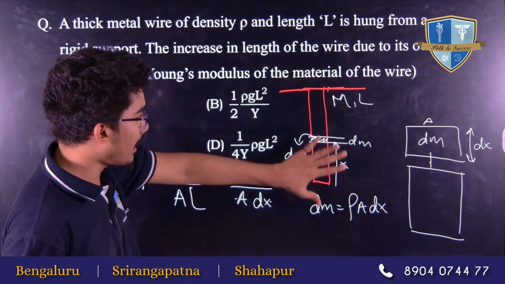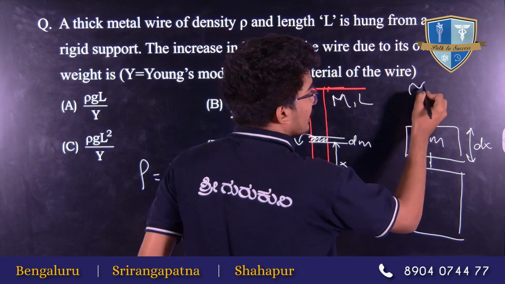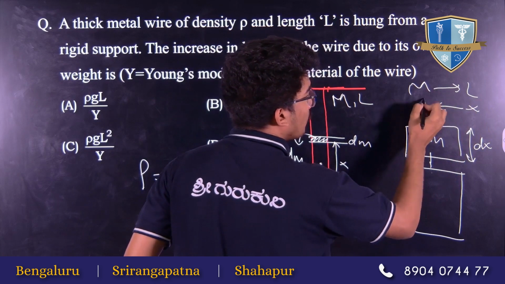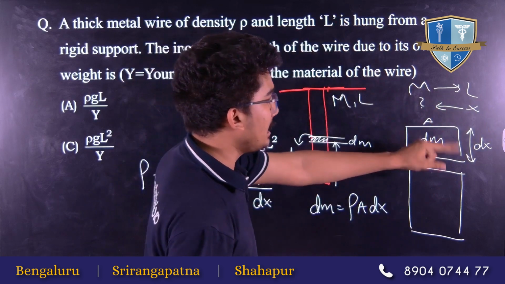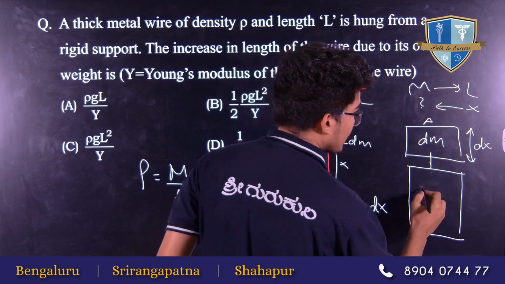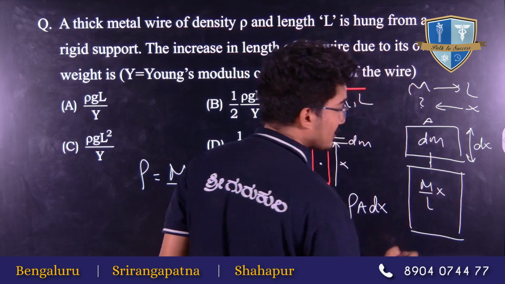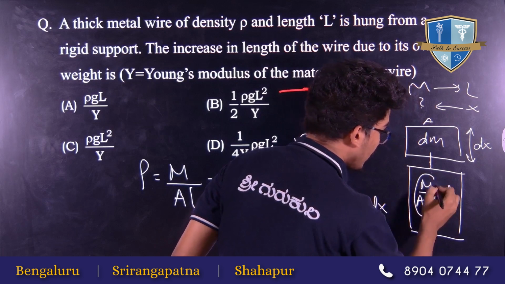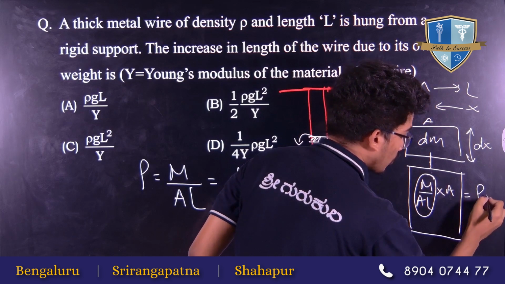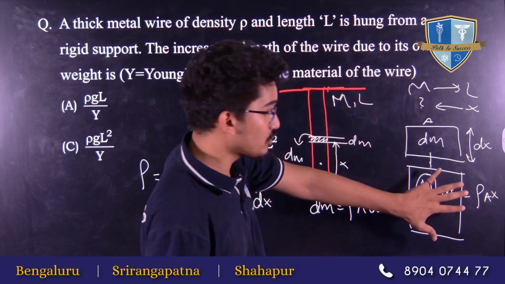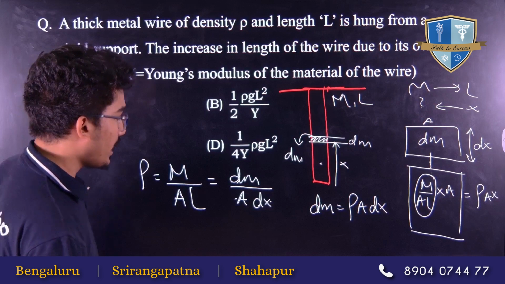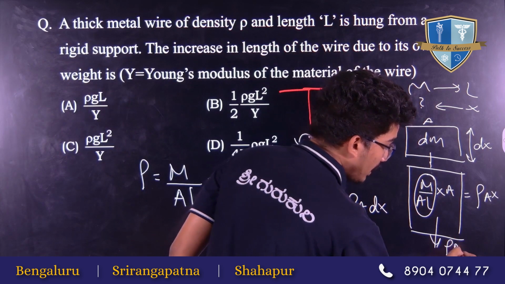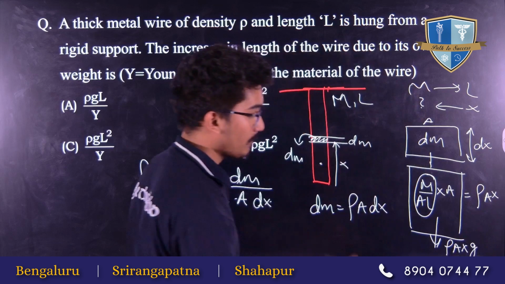Now if the entire mass m has length L, this x length will have how much mass? It will be m by L into x. If we multiply and divide by area, this is rho. So rho A x is the mass of this lower part, correct? So the force on this part will be equal to rho A x g.